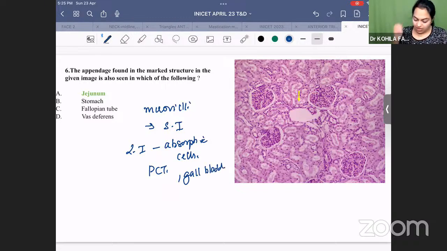What is present in stomach? Nothing, you have the gastric pits. Fallopian tube, you get to see the cilia, also in the respiratory epithelium. In the inner ear, you get to see the stereocilia, right?